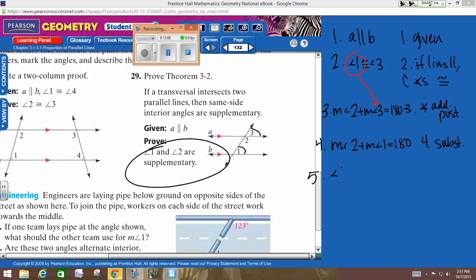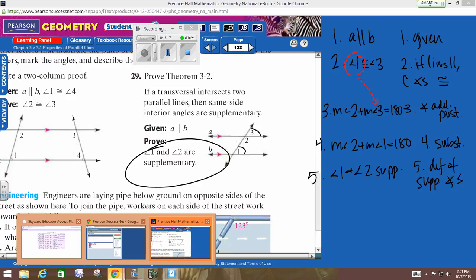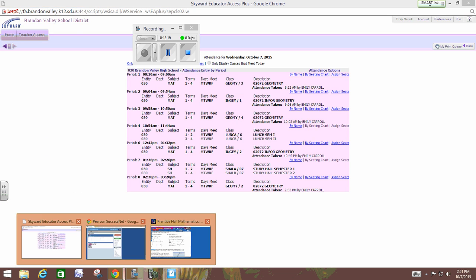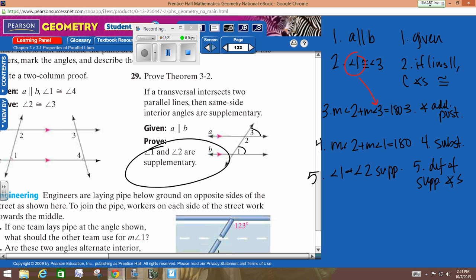All right, so you can just write that down. Angle 1, angle 2 are supplementary, and that would be by the definition of supplementary angles. Two angles that add up to 180. And then we have uno más.